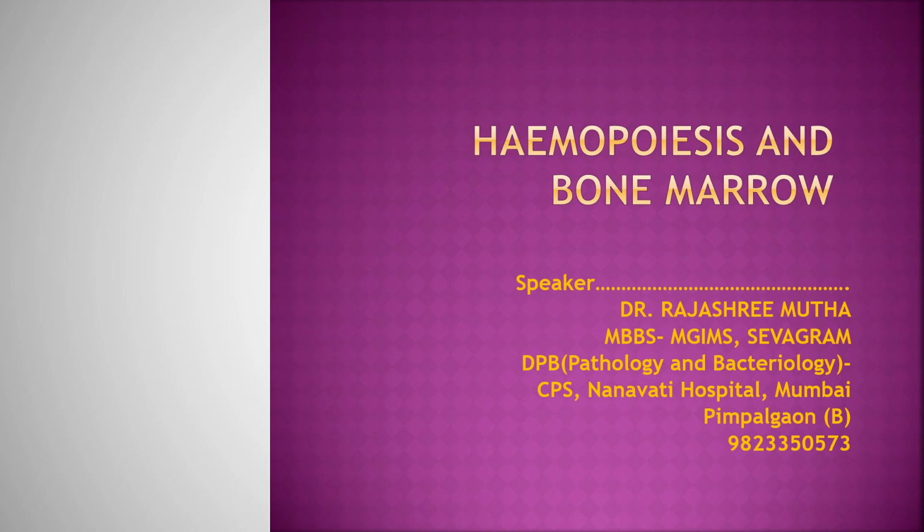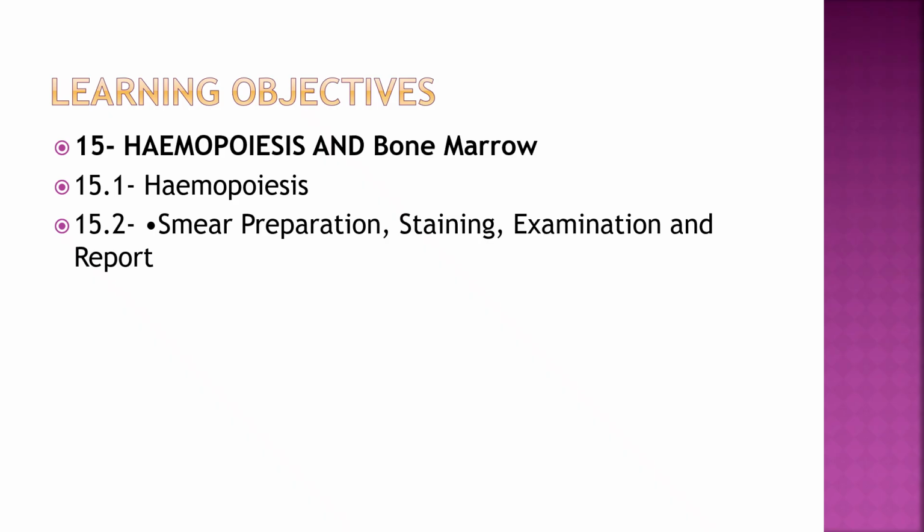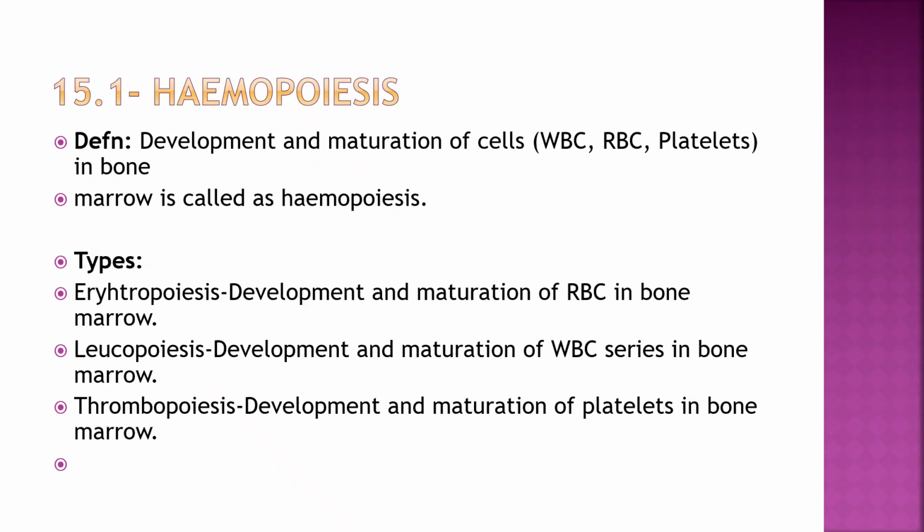Hello students, today we will see haemopoiesis. So hem means blood, poiesis means production. So haemopoiesis is the development and maturation of the cells, that is RBC, WBC and platelets, in the bone marrow. It is called haemopoiesis.